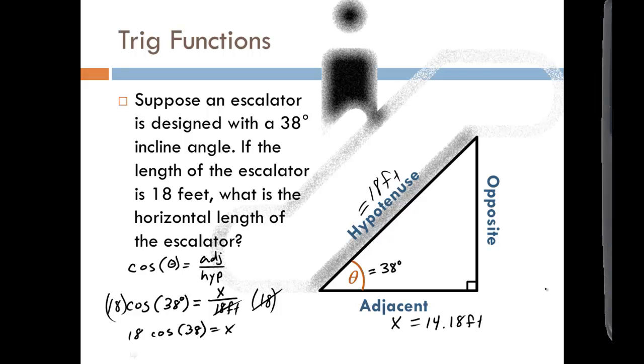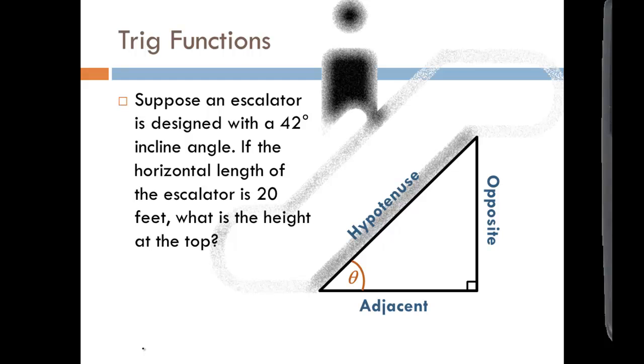One more example. Suppose an escalator is designed with a 42-degree inclined angle. If the horizontal length of the escalator is 20 feet, what is the height at the top? This time, our angle theta is 42 degrees. The horizontal length is 20 feet. So the horizontal length would be the horizontal distance of the bottom side. That means that the adjacent side is 20 feet. And the height, that's the opposite side. So we're trying to find the opposite side this time.